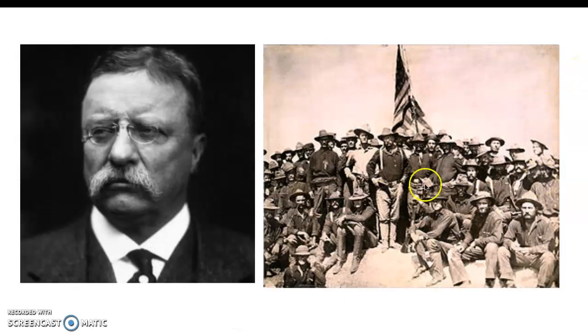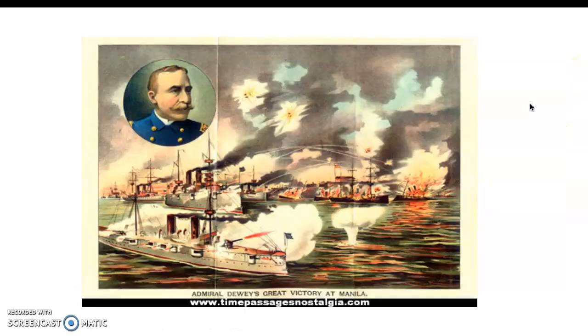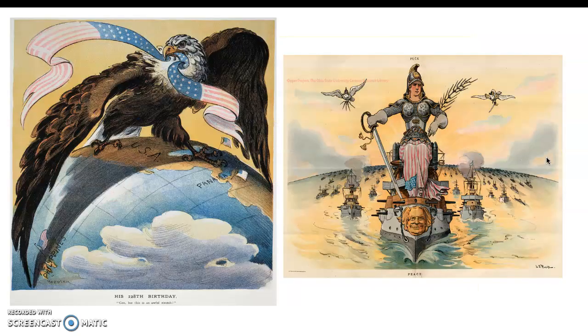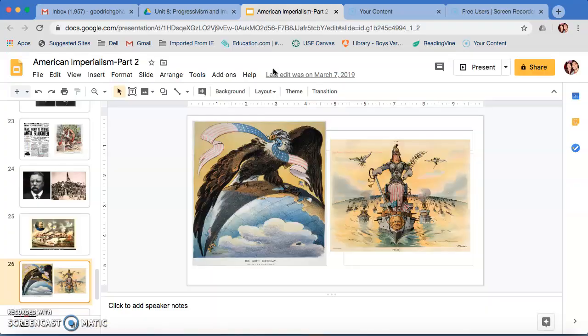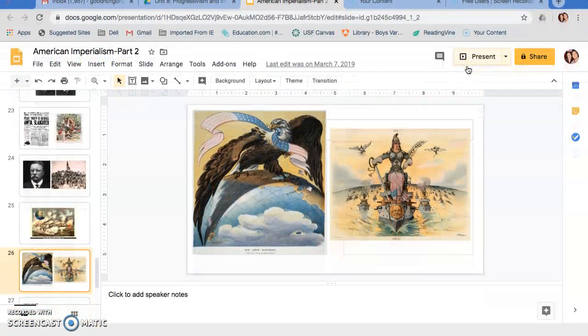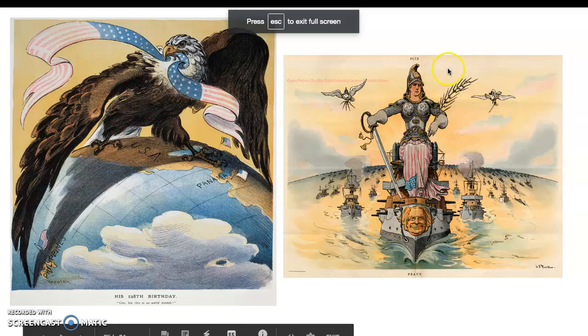Old Teddy and his Rough Riders after the Battle of Kettle Hill. Admiral George Dewey taking Manila. And we see our wings expanded out over our newfound territory. And, of course, Lady Liberty in the name of peace riding forward.